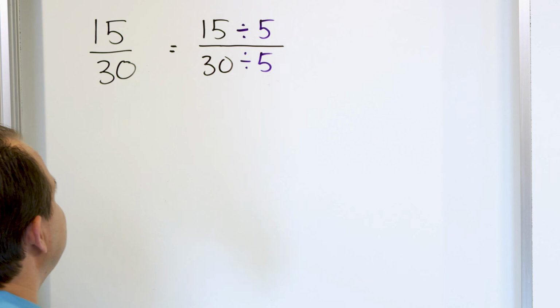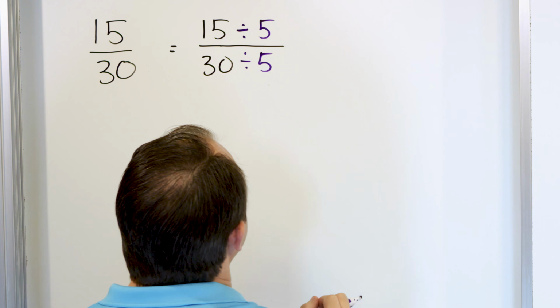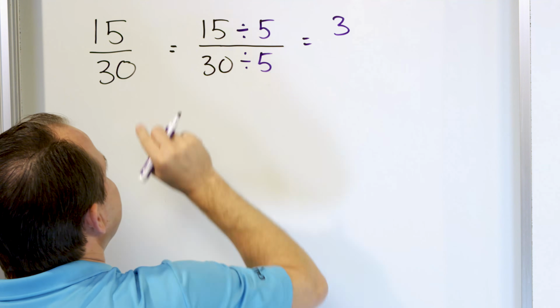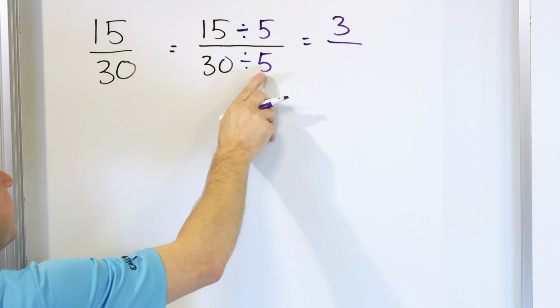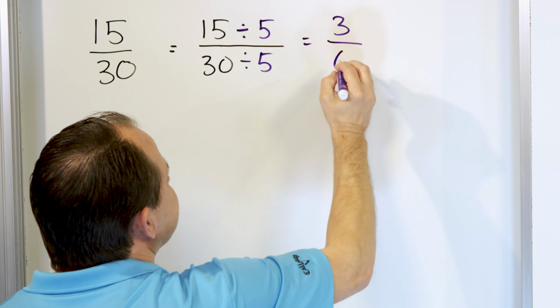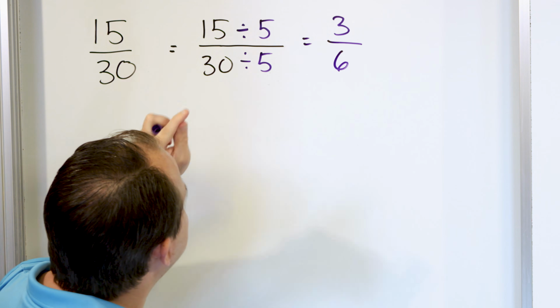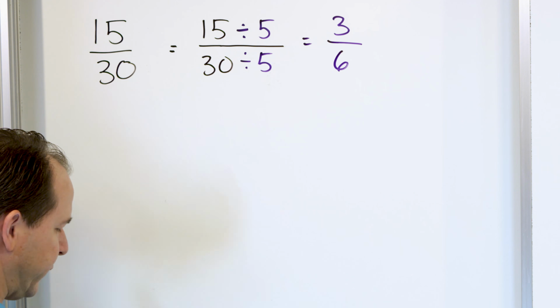So what happens if we do that? 15 divided by 5 is 3. How do I know that? Because 3 times 5 is 15, right? 30 divided by 5 is 6. How do I know that? Because 6 times 5 is 30, right? So I've divided the top and I've divided the bottom, and I get an answer of 3/6.